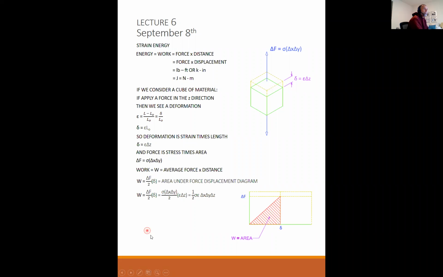So we have this thing called strain energy density. If I have my volume, the volume of that cube, delta V, is delta X times delta Y times delta Z. So if I take an internal energy, strain energy, it is equal to the external work. So U is the internal energy, W is external work.